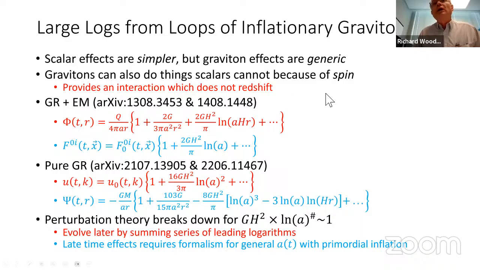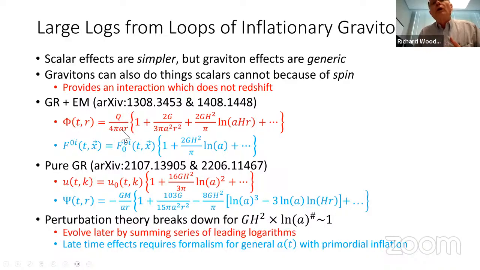And that's because they carry spin, and that provides an interaction which doesn't redshift. Very many fewer of those calculations have been done because they're much harder to do. But I'll review two of them. One of them is gravity plus electromagnetism, which was Katie Leonard's thesis problem, and then was used by Soyun Park, Tomislav Prokopets, and I to calculate the corrections to the Coulomb potential.